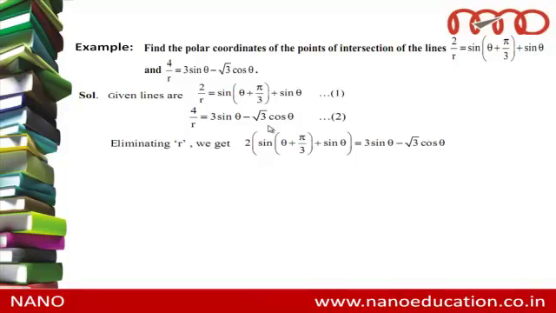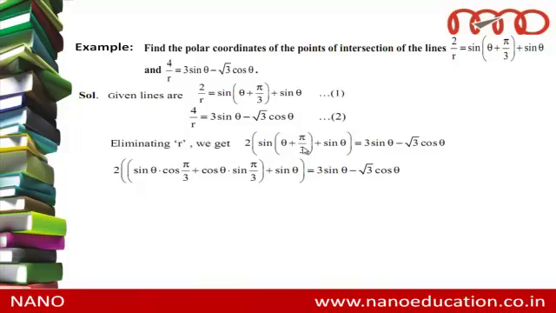Now we have to solve for both r and theta such that r comma theta satisfies equation number 1 as well as equation number 2. So let us solve for theta first. To solve for theta we need to eliminate r. How to eliminate r? We can see 2 by r in equation 1 and 4 by r in equation 2. So dividing one by the other, r gets eliminated. So 2 into sin theta plus pi by 3 plus sin theta is equal to 3 sin theta minus root 3 cos theta. Dividing one by the other, 2 and 4, 1, 2 gets cancelled. Cross multiplication, we have this equation.